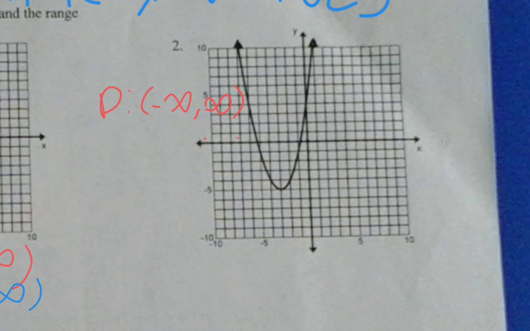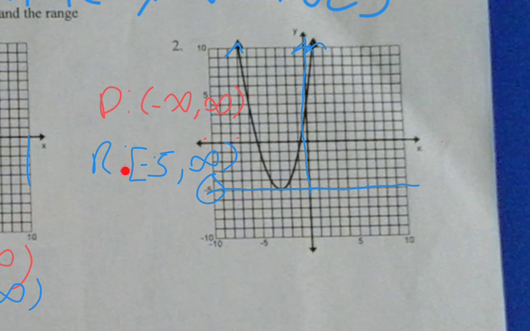So now if we were to look at and try and find the range, again, arrows pointing up, so it goes up all the way to infinity, but it doesn't go below here, which is negative 5. So what we're going to write for the range is bracket negative 5, comma, infinity, parenthesis.